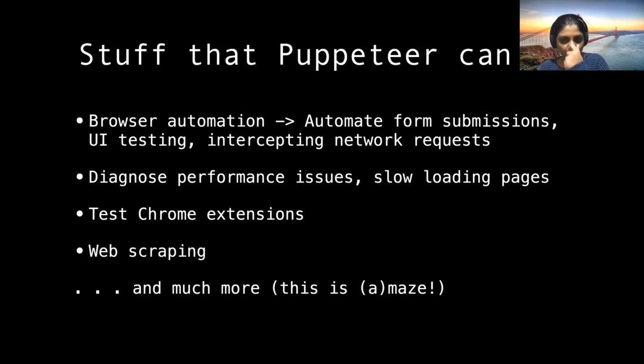Stuff that Puppeteer can do includes browser automation. So if you want to test out or automate things like form submission for your website, for testing out UI, it is even capable of things like intercepting your network requests. Say you have a web app with a gazillion pages, and you want to test it out quickly. It becomes easy with a tool like Puppeteer.